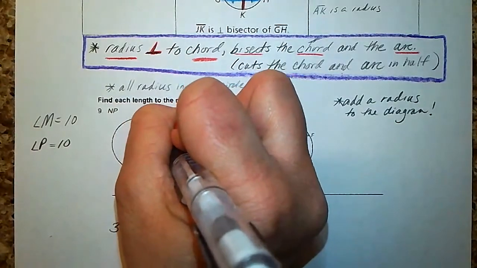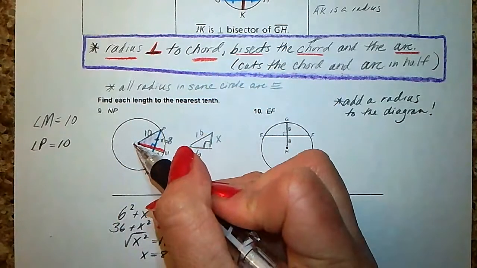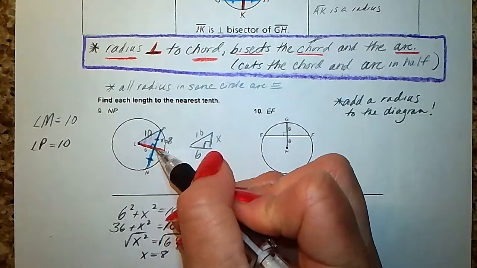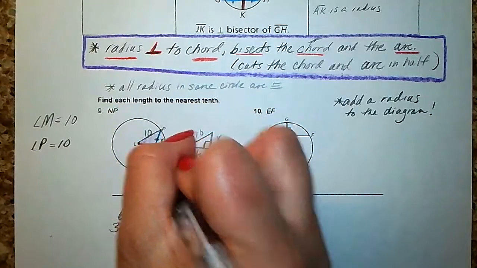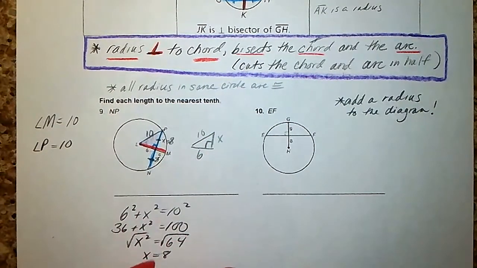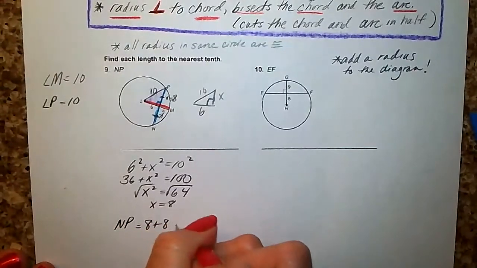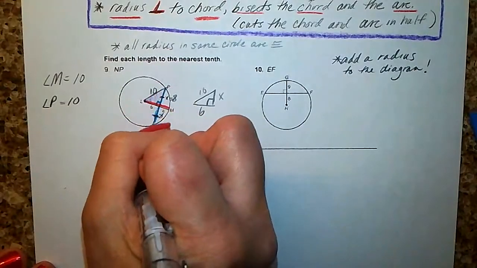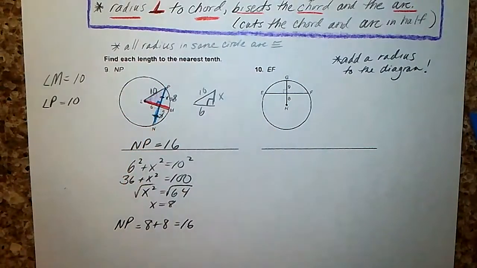So that little piece right there is 8, which means, remember, we had a radius crossing the chord at a 90-degree angle, so both pieces are equal. So that side is also 8. Now to find the length of NP, we have to add 8 plus 8, which is 16. So the length of NP is equal to 16. And just remember, whenever you have a length, you don't put a symbol on top. Okay? Let's do the same thing for the next one.